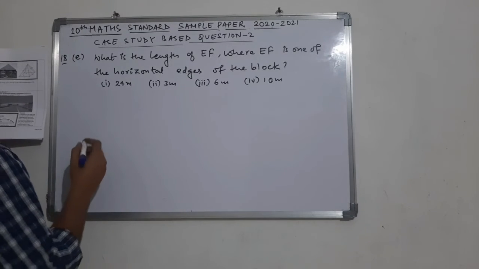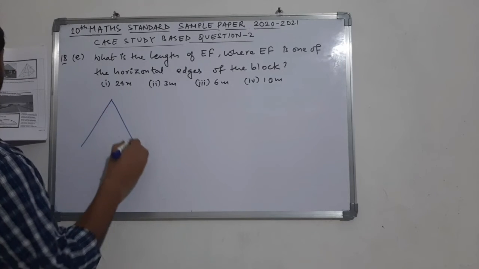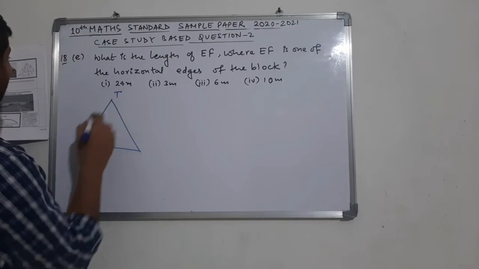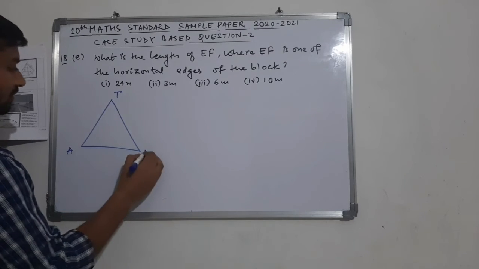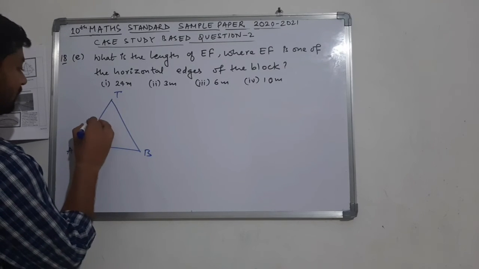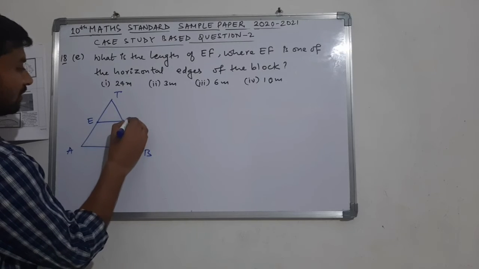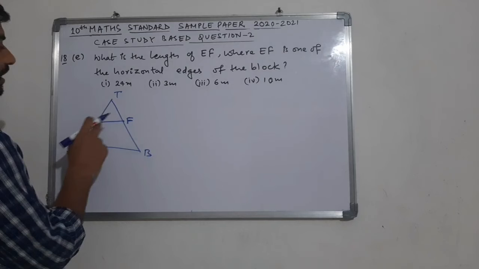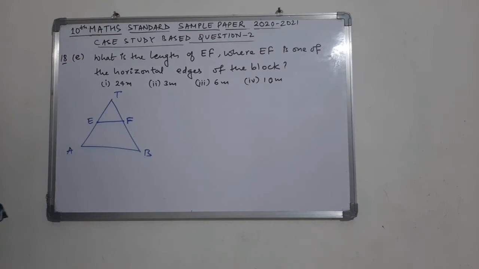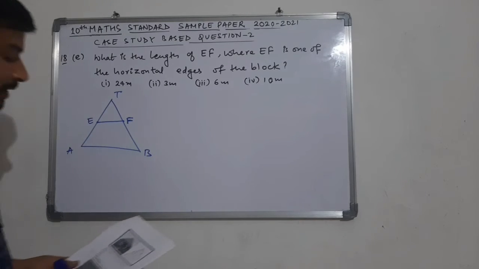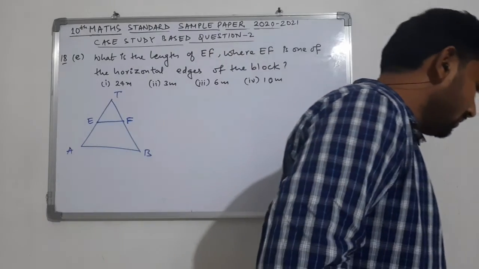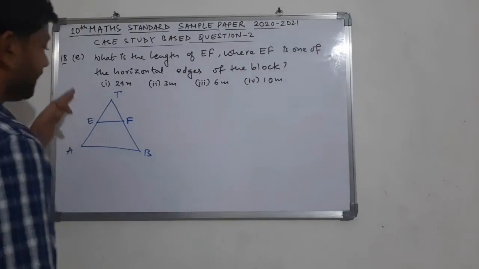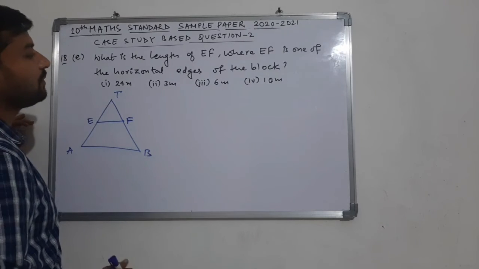Clearly in the figure it is something like this. If we look at the figure, we have this information: this point is T, this is A, and this one is B, and here we have point E and point F. In the description above the question, it is given that E and F are the midpoints of AT and TB respectively, and the total lengths of AT and TB are 12 meters each.